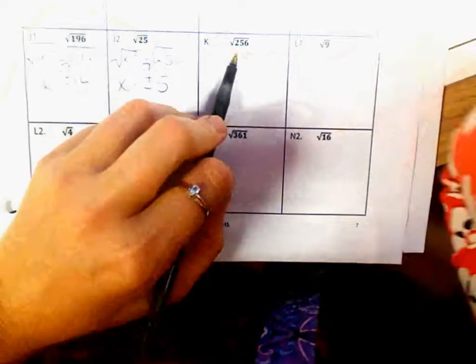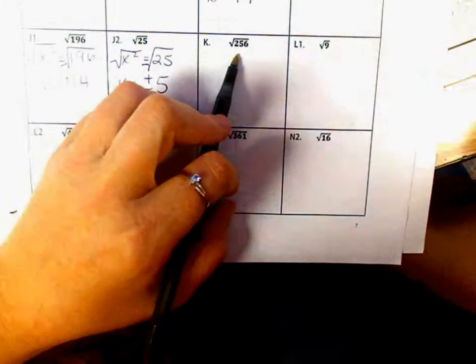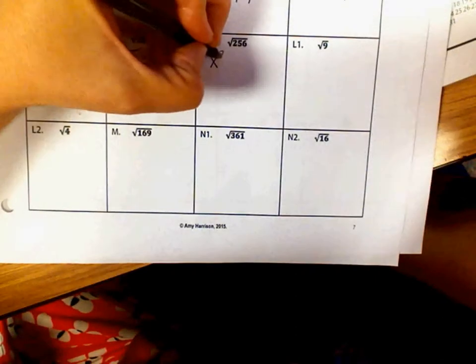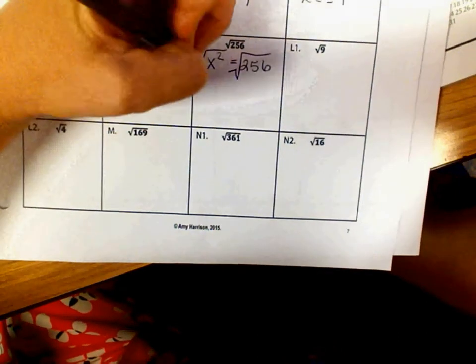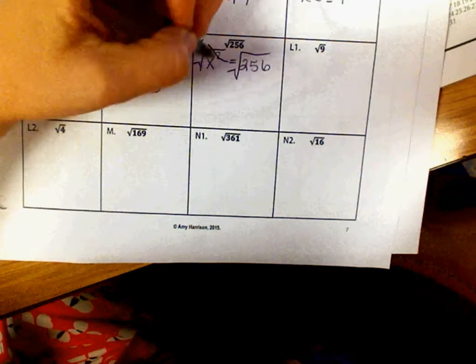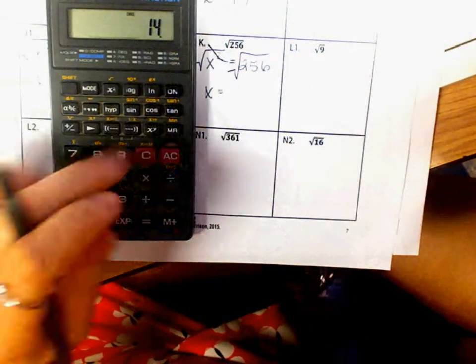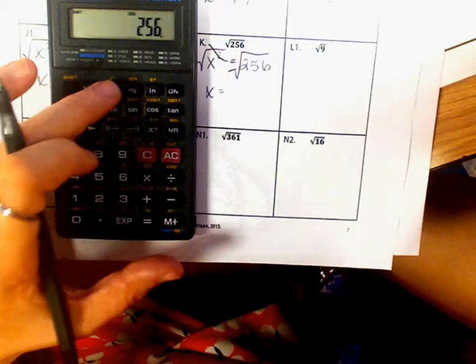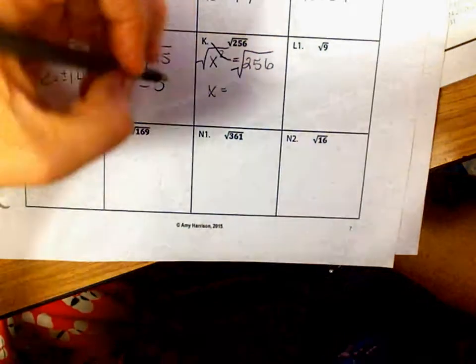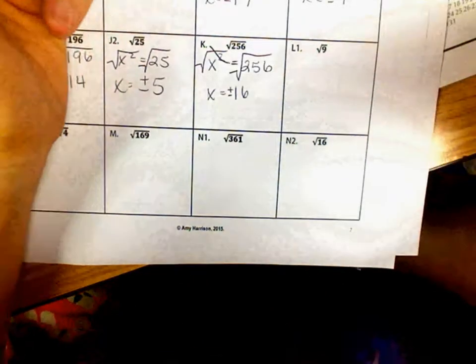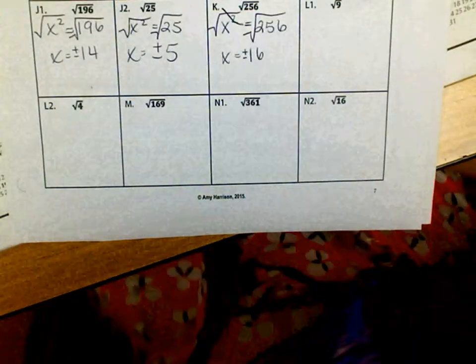So let's see, what number, when you multiply it by itself, will give you 256? So some number, when we square it, will give us 256. In math, that's called the square root. So we take the square root of both sides, that cancels out, and you get x equals, let's do 256, shift square root, 16. Now that can be positive or negative with square roots. Okay?